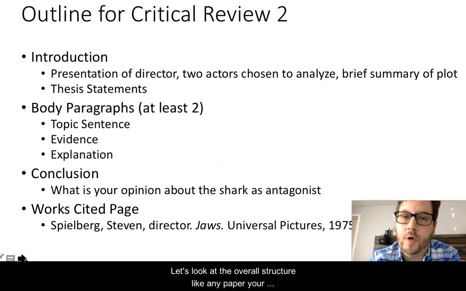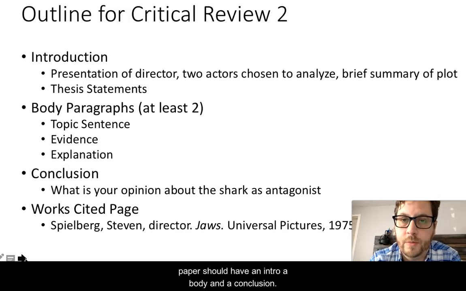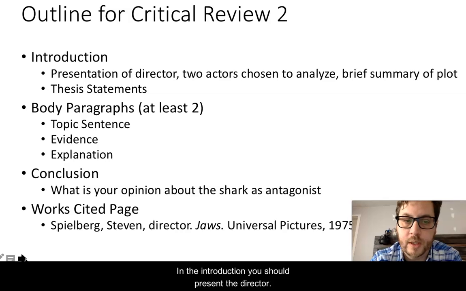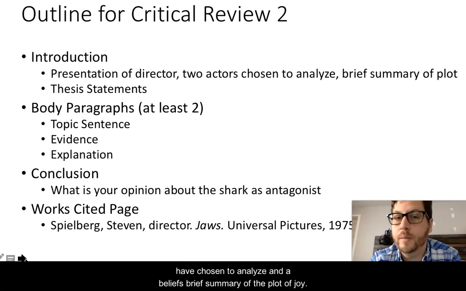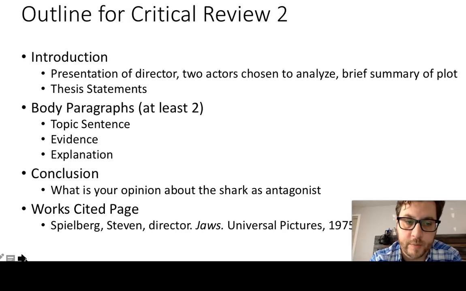So let's look at the overall structure. Like any paper, your paper should have an intro, a body, and a conclusion. In the introduction, you should present the director. You should name the 2 actors and characters you have chosen to analyze, and a brief summary of the plot of Jaws. Then you should have your thesis statement.